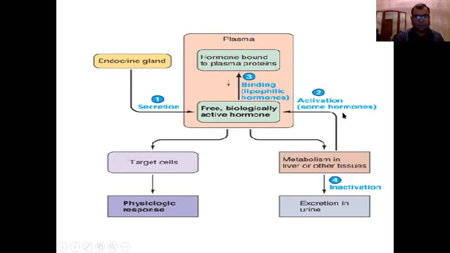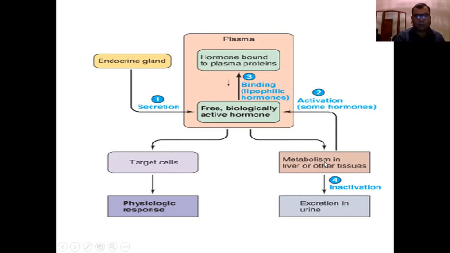Second, activation of some hormones, its rate of metabolic activation for a few hormones. Then in plasma, binding of lipophilic hormones from free biologically active hormones, its extent of binding to plasma protein for lipophilic hormones. Fourth, then these go to metabolism in the liver or other tissues and or go to target cells for physiological response.